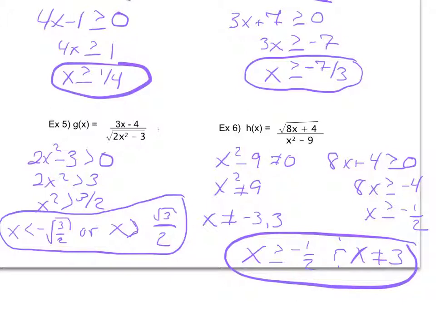So, to recap domains, check for a denominator. If you have a denominator, the denominator cannot be 0. Check for radicals. Radicals, the expression inside of the radical has to be greater than or equal to 0. Unless the radical's in the bottom, then the expression has to be greater than 0.